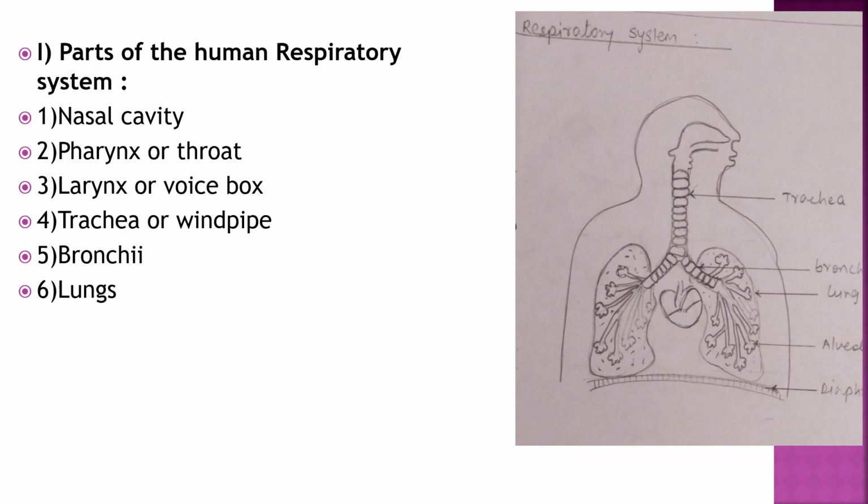In this diagram you can see it continues with the nose, then pharynx, that is nasopharynx, then larynx, then trachea, that is the windpipe, and then bronchus. There are two, right bronchus and left bronchus, and then bronchioles, and then it consists of the lungs.